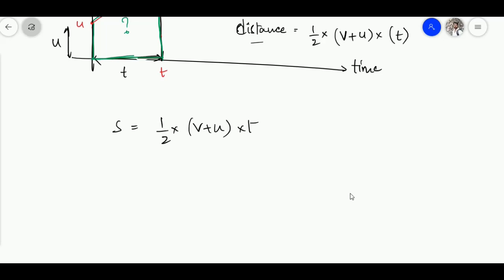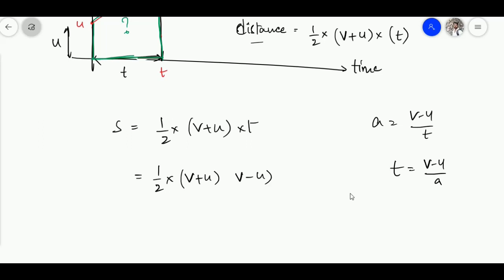Whenever you are asked a question, derive the third equation, v square minus u square equal to 2as. In that equation we don't have any t. V square minus u square equal to 2as, there is no t over there. That means I have to get rid of t. Another formula, a is equal to v minus u by t. So t is equal to v minus u by a. Simply I can plug in that value here. Half into v plus u into, in the place of t, v minus u by a. That is v plus u into v minus u by 2a.